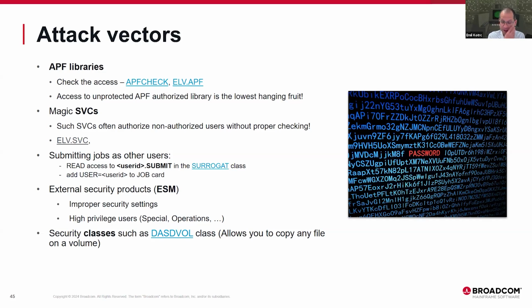And this is a nice one, because if you discover that you can submit a job as another user who is more privileged, then it can even chain to submit a job as another user and so on. And I think there is already also some tool that can create this tree of user ID chains of these surrogate classes. External security products, I will talk about them in a minute also, because that can be an attack vector as well, especially if it's not properly configured and if there are many high privileged users and so on.